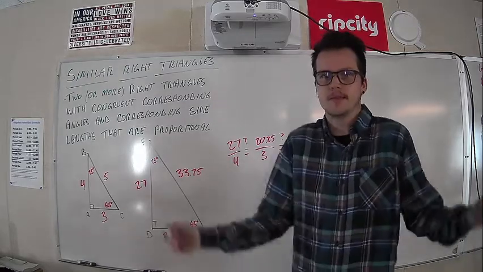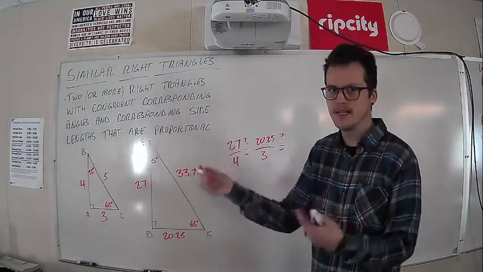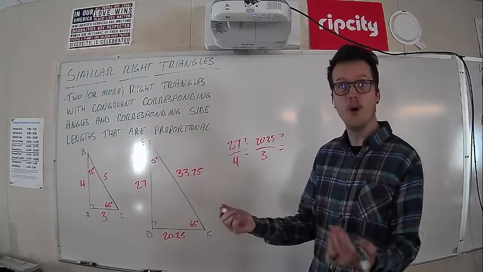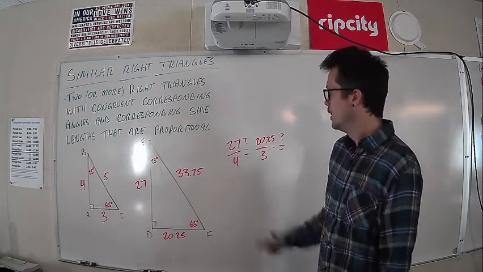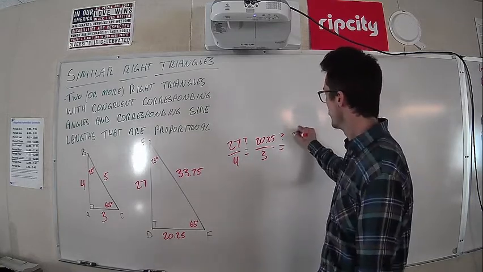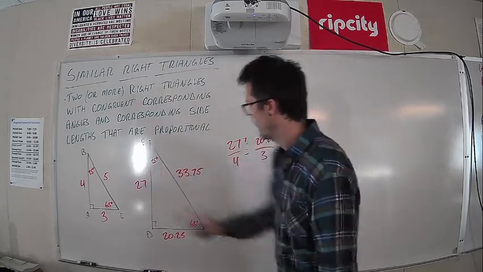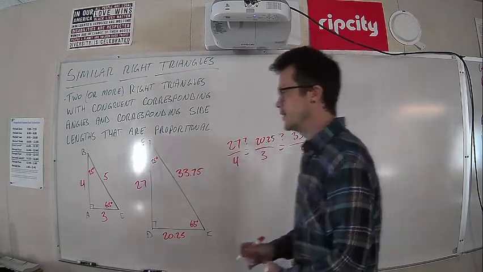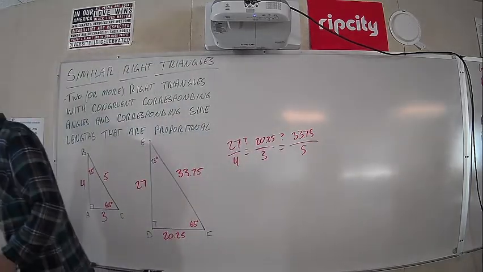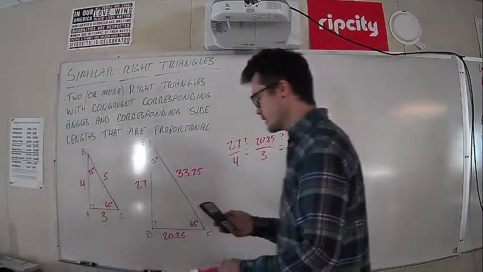Reason being, the question mark is I don't know. I'm checking it out. I'm setting it up. I'm hopeful that they're equal, but I don't know. The hypotenuses here, we have 33.75 over 5. So what I'm going to do now is grab my calculator. I'd encourage you to do the same. And I'm just going to start plugging these things in.